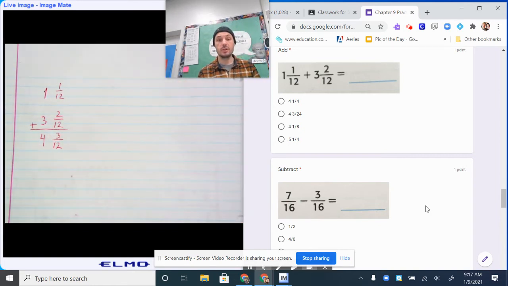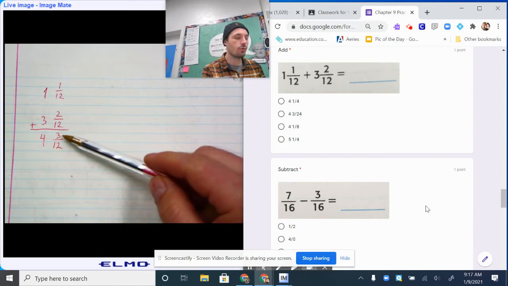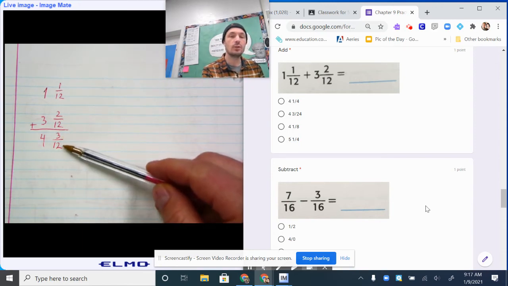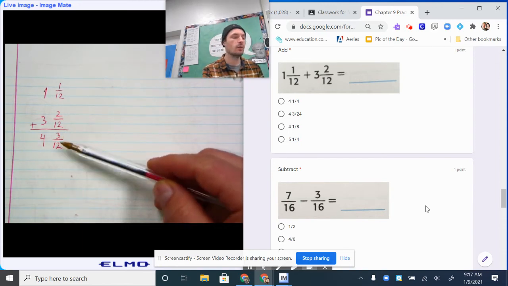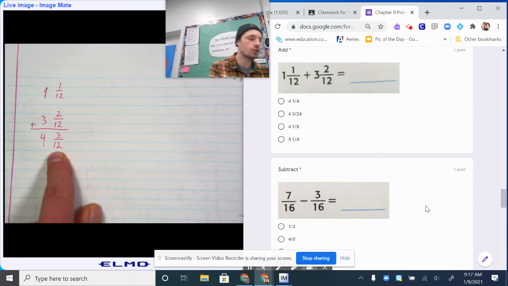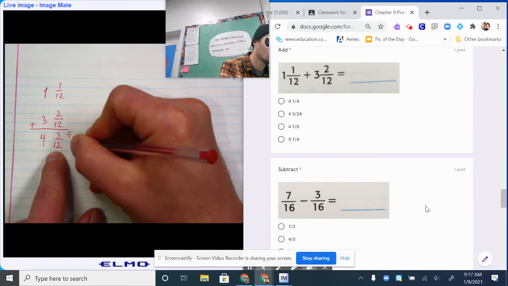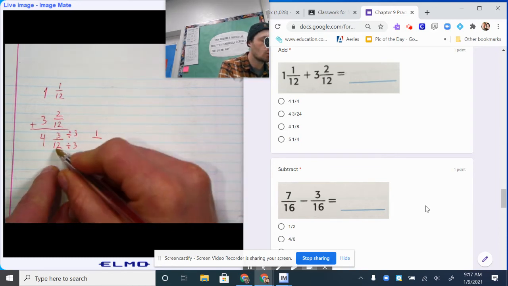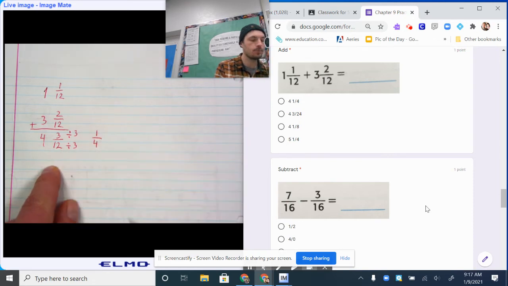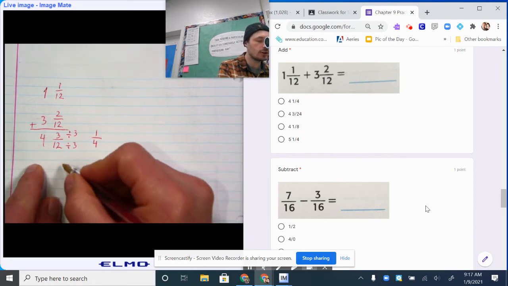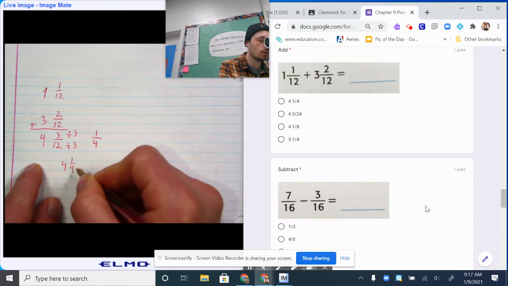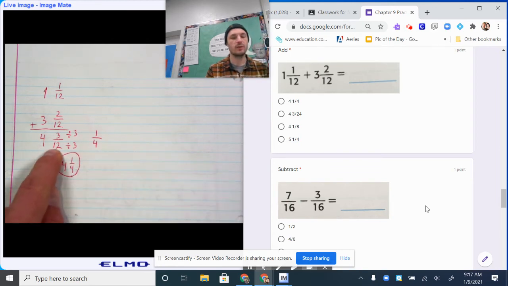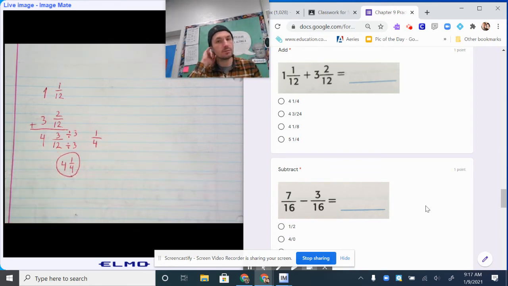Now this one also needs to be simplified because even though 3 is prime, it can fit evenly into 12. It's one of the factors of 12. So I know 3 has to be the GCF. So I'm going to divide my numerator and my denominator by 3. 3 divided by 3 is 1. 12 divided by 3 is 4. So now the final answer is 4 1/4 after I simplify the fraction part of my mixed number. And that's this answer choice right here.